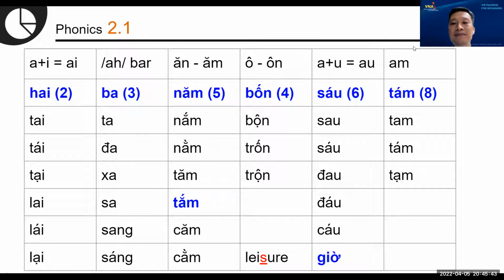5 giờ. Okay. You raise your voice just a little. You go năm. Don't raise your voice. This năm. 5 giờ. Good. Everyone has very good pronunciation. I'm very happy to hear.